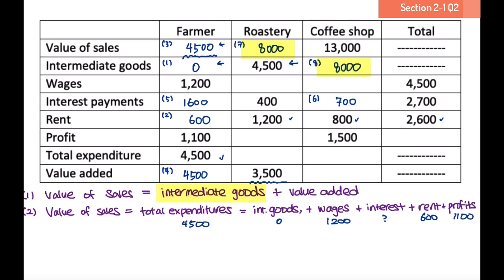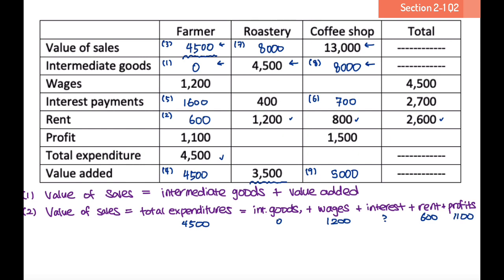as intermediate goods. And again, same thing, using the bags of coffee that the coffee shop bought at $8,000, they were able to produce lattes worth $13,000. So the value added, the new value created by the coffee shop, is the difference between the two, which is $5,000.